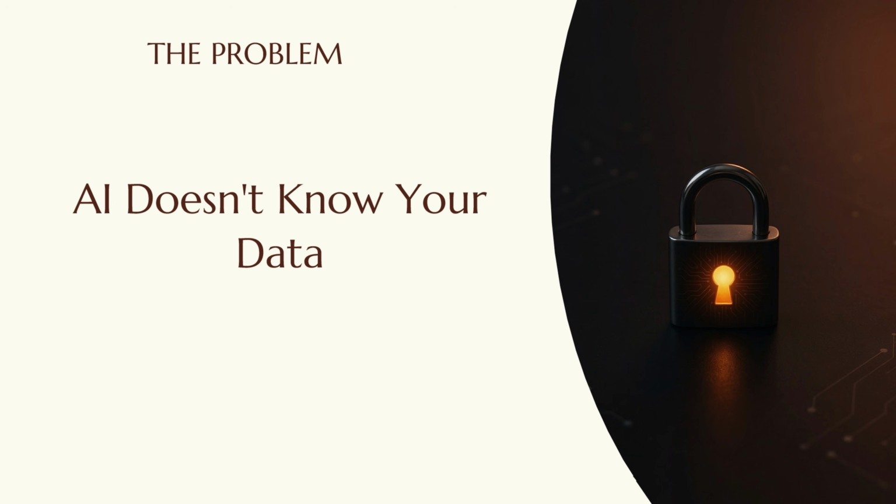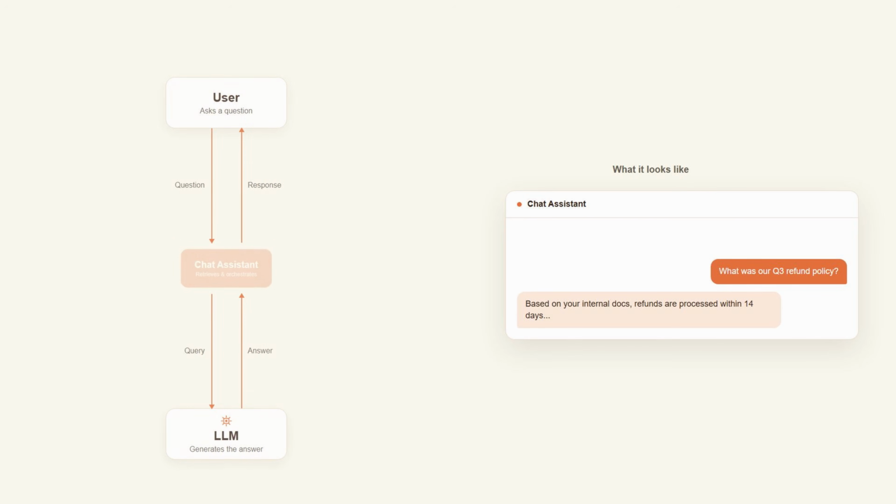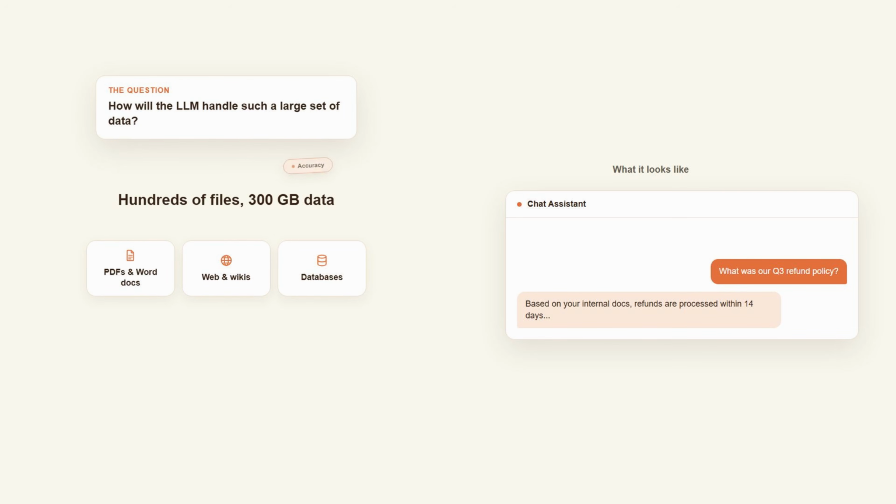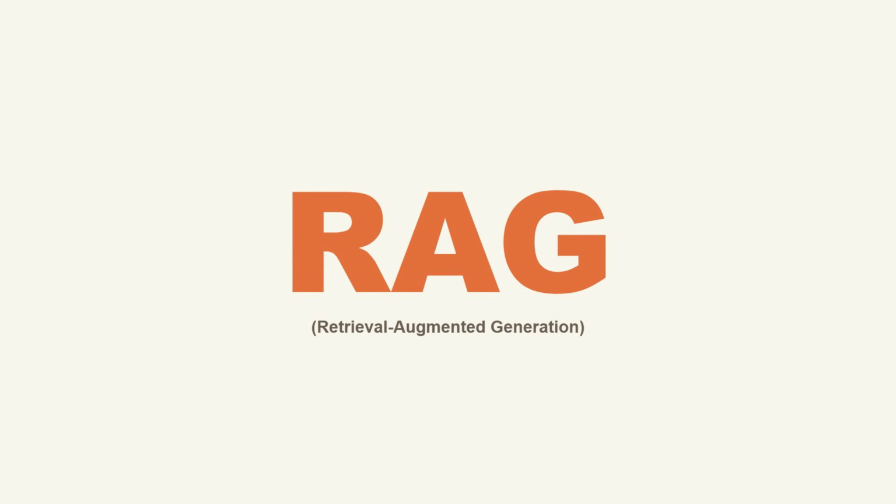But there's a problem. The AI model may not have access to your project-specific or domain-specific data, so the response may not always be accurate or relevant. Now imagine your organization's knowledge is spread across thousands of PDFs, Word documents, wikis, and databases. How do you give an AI model access to all that information? That's where RAG, Retrieval-Augmented Generation, comes in.